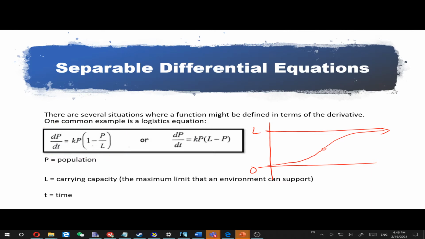The same thing happens here as well for this version. kp times (L minus p). If our population approaches L, then L minus p will be 0, and the derivative will be 0, so the slope is 0 as we approach the limit. If p itself is 0, then the slope is 0 as well.